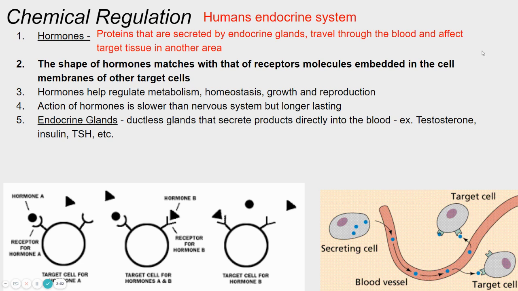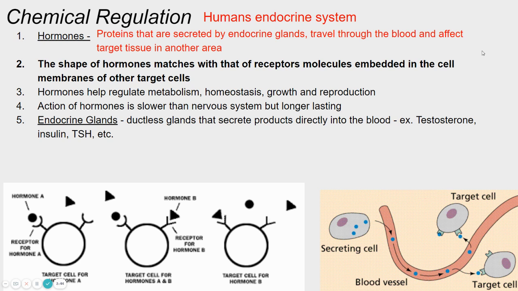And so the important thing to understand, one of the important things, is that it's the shape of the hormone which matches with what we call a receptor molecule. On our cells, on the cell membrane, there's a variety of these molecules called receptor molecules. And they have a specific shape which hormones can connect with and cause some change to happen. If a cell doesn't have the receptor molecules for a specific hormone, it doesn't get affected by them. If it does, then it will be affected.